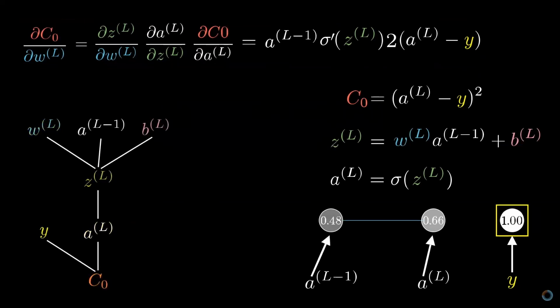The sensitivity to the bias, for example, is almost identical. We just need to change out this ∂z/∂w term for a ∂z/∂b. And if you look at the relevant formula, that derivative comes out to be 1.